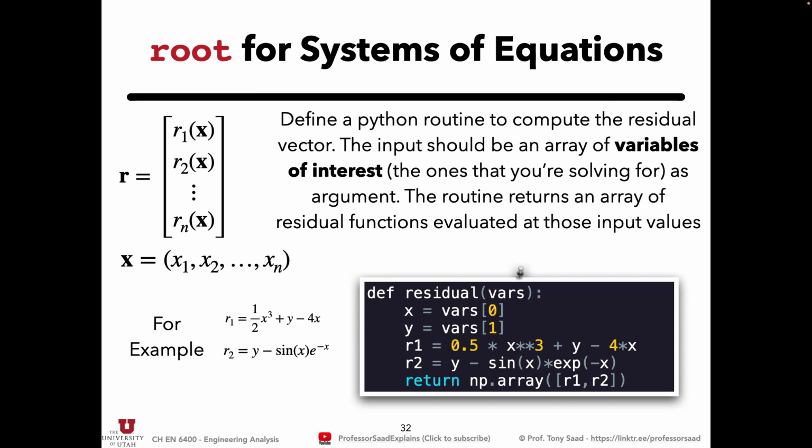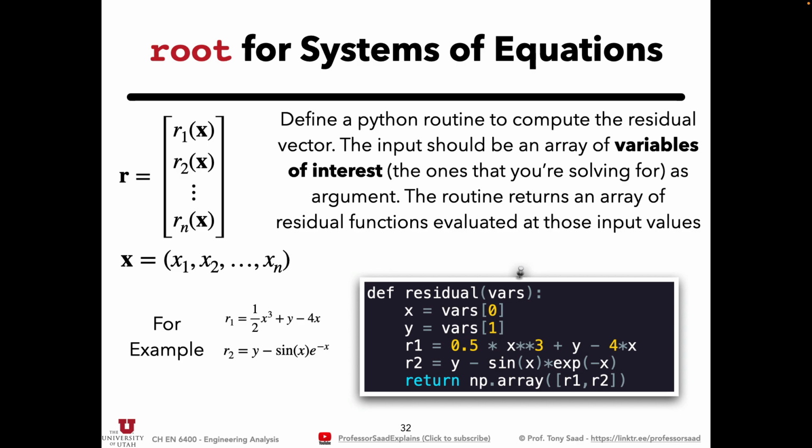Okay? So I'm going to refer to whatever is contained in the first entry of this array as my x, and whatever is contained in the second entry as my y value. Now I have x and y, and I simply implement this. R1 is simply going to be a number, 0.5 times x cubed plus y minus 4x, and R2 is y minus sine x e to the minus x. Now, why is this a number? Because when the routine calls residual, it's going to pass on actual numerical values here. The code is going to take these values, plug them in here, and return numbers.